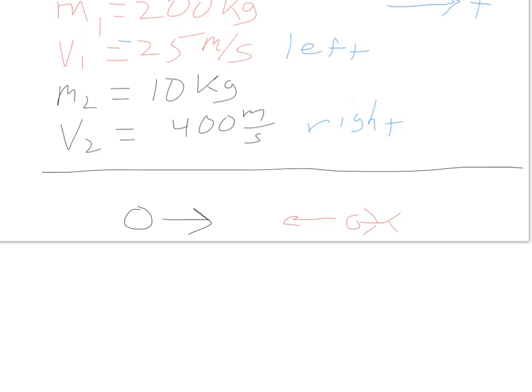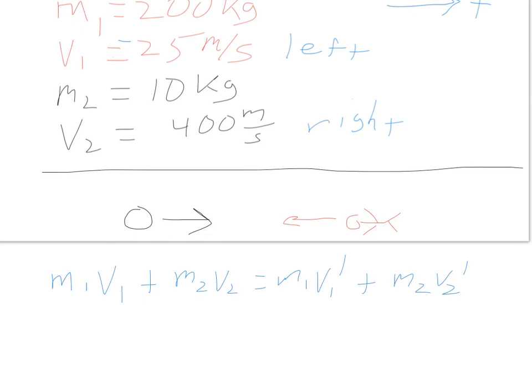Again, this is an inelastic collision problem, but I'm going to start by writing the general form for conservation of momentum. The equation says m1 v1 plus m2 v2 equals m1 v1 prime plus m2 v2 prime, with those little primes just signifying after. It's going to help me keep track.